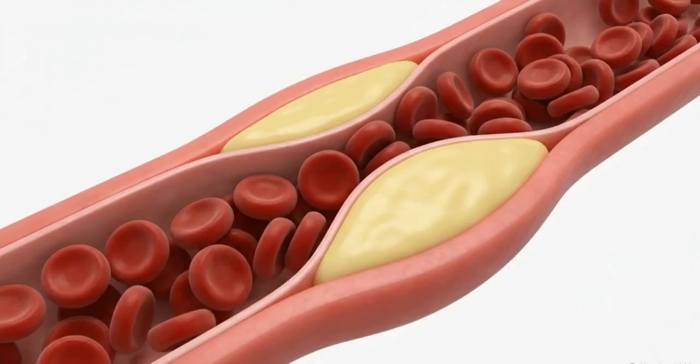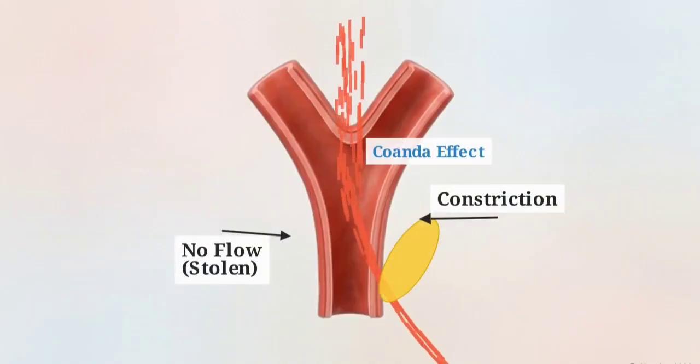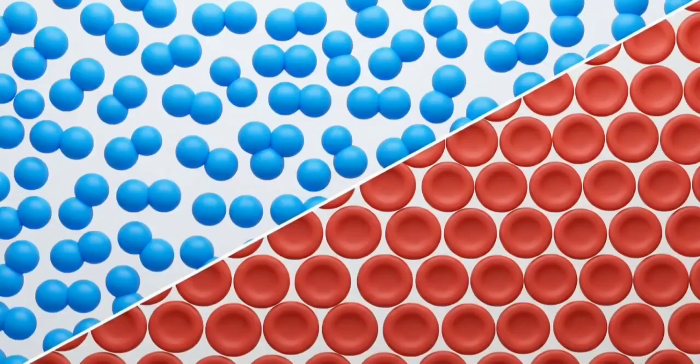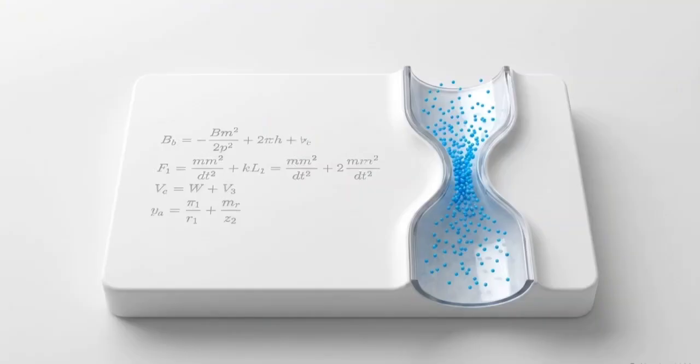This isn't limited to the lungs. Plaques in the vascular tree create the same effect with blood flow, potentially diverting it away from the areas that need it most. These are the mechanical rules of the body, and they operate identically whether the fluid is air or blood. To understand why these systems fail, we have to look at the relationship between velocity and pressure.